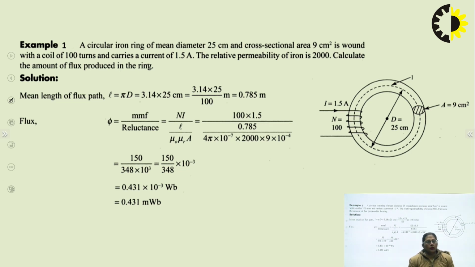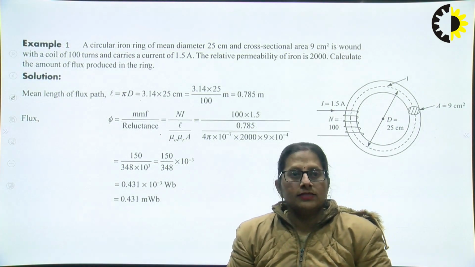Then the flux is given by our MMF law, Kirchhoff's Ohm's law, that the flux is given by MMF upon reluctance. MMF is N into I. The number of turns is 100, current is 1.5. Substituting that, divided by reluctance. The reluctance is given by L upon mu naught mu R A. It's a simple circuit. It is not having any air gap right now. Right? It's a simple circuit.